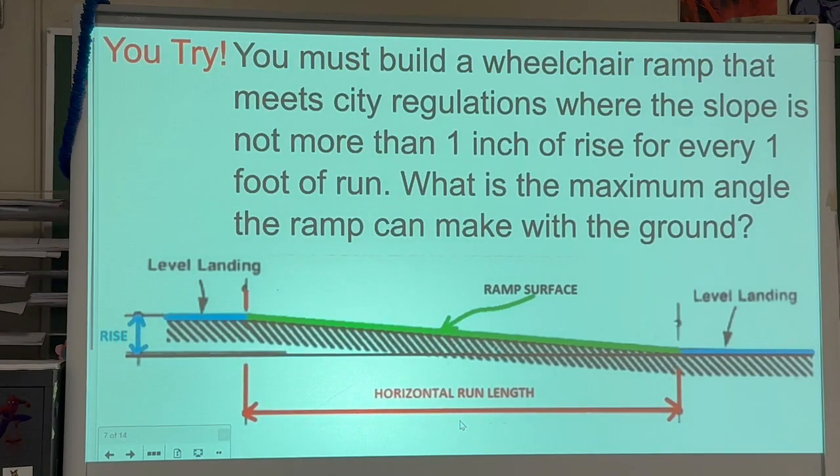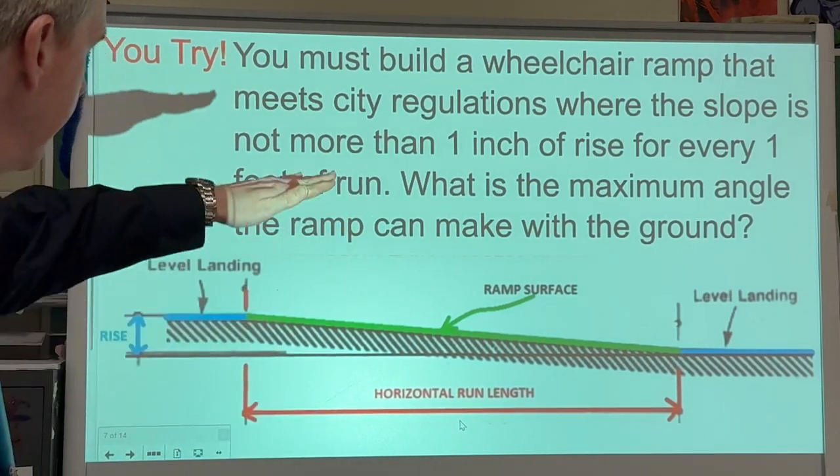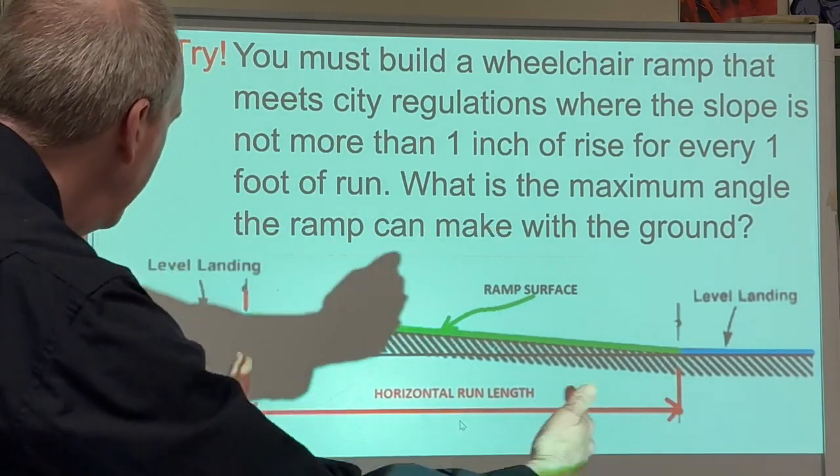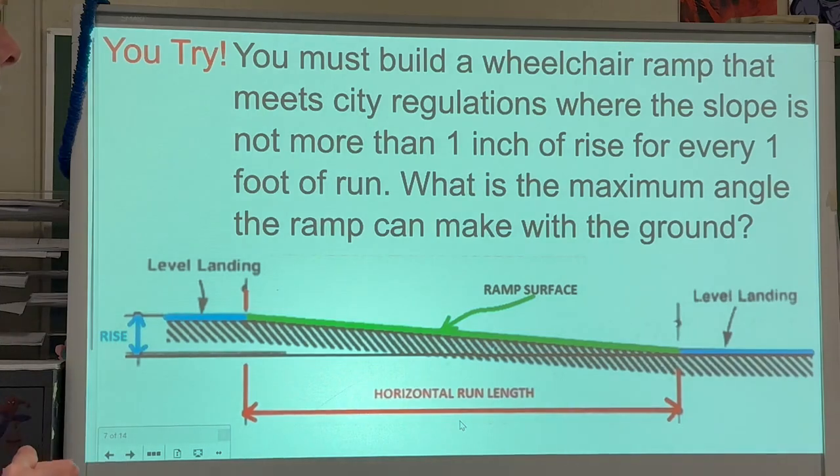Volunteer to read. Mr. Brown. Okay, great. You must build a wheelchair ramp that meets city regulations where the slope is not more than 1 inch of rise for every 1 foot of run. What is the maximum angle the ramp can make with the ground and still meet those city regulations?